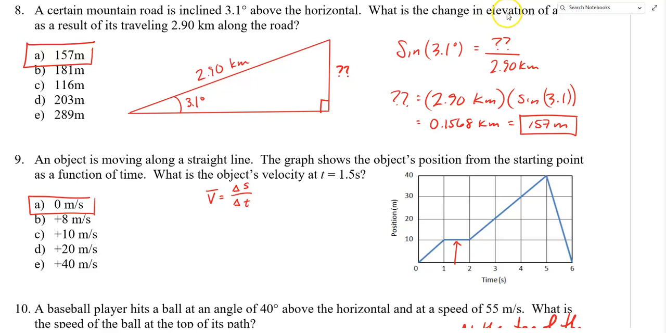The question is, what's the change in elevation, being the vertical distance? We have an opposite side length that we're looking for with the hypotenuse given, so we'll use the sine function. Making sure that our calculator is in degree mode, 2.9 kilometers times sine of 3.1, which is a ratio with no unit, we end up with 0.1568 kilometers, or when converted to meters, 157 meters.